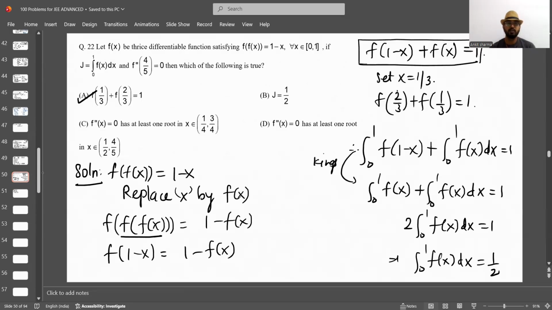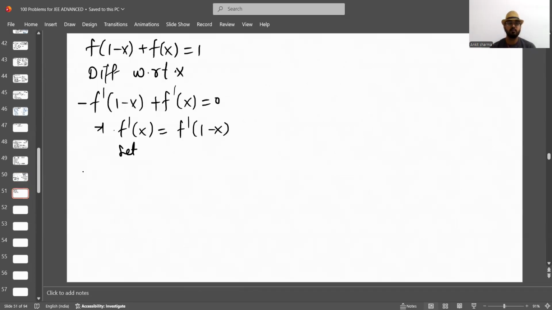Now, since they're talking about the interval 1 over 4 to 3 over 4, I can plug in x is equal to 1 over 4. So I get f dash of 1 over 4 is equal to f dash of 3 over 4. Now f is a thrice differentiable function, which means f is continuous. And also we see that f dash of 1 over 4 is the same as f dash of 3 over 4. So we can apply Rolle's theorem.